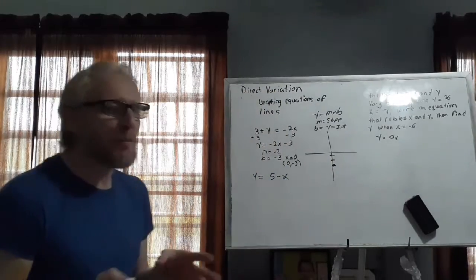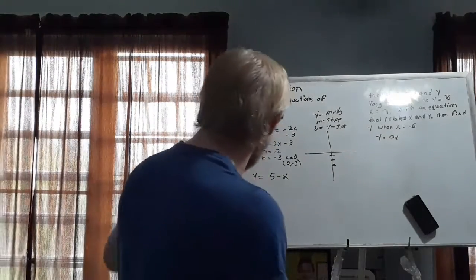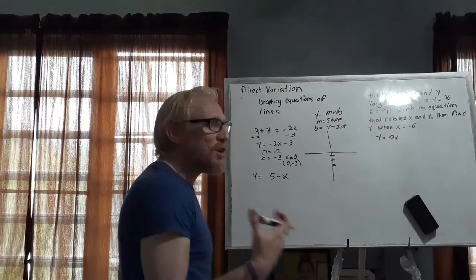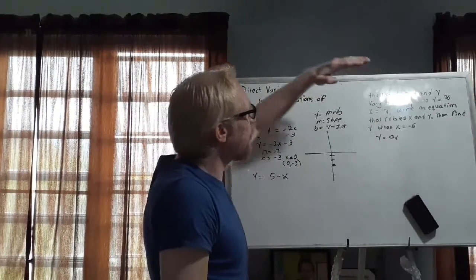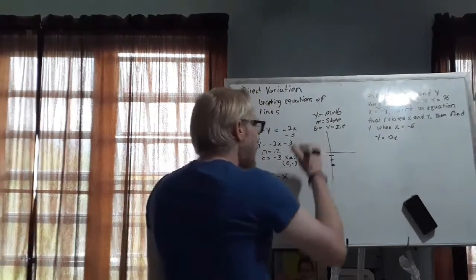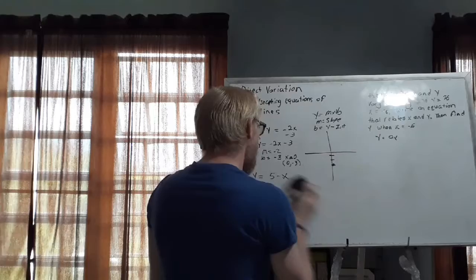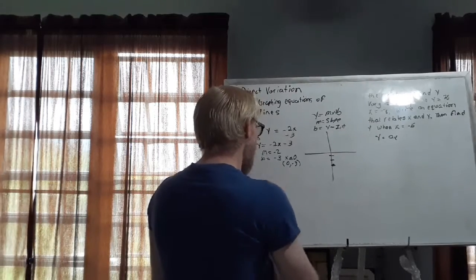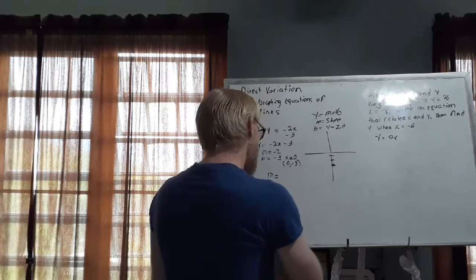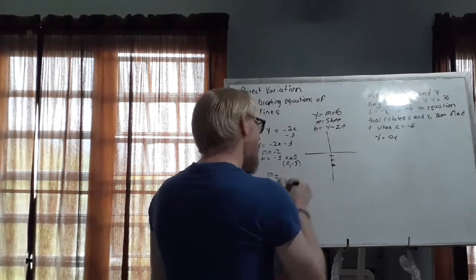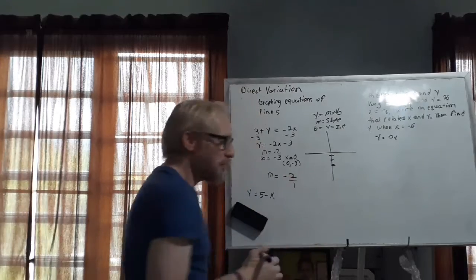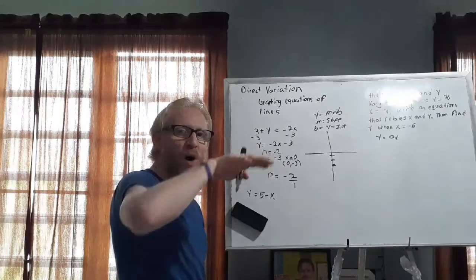Now, in order for me to complete the graph, I actually have to look at my slope. My slope is negative 2. Okay? Now, remember that whenever you calculate slope, the slope is calculated by dividing y over x. So, technically, I'm going to do that right down here. Slope is actually negative 2 over 1, because the slope is always calculated by dividing y over x.